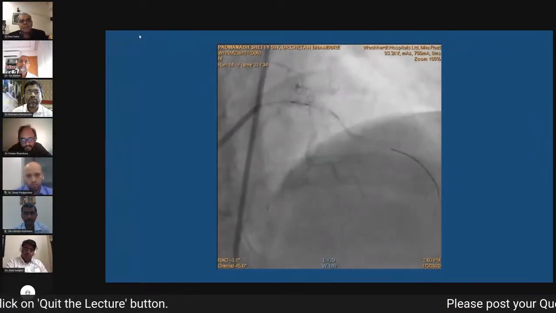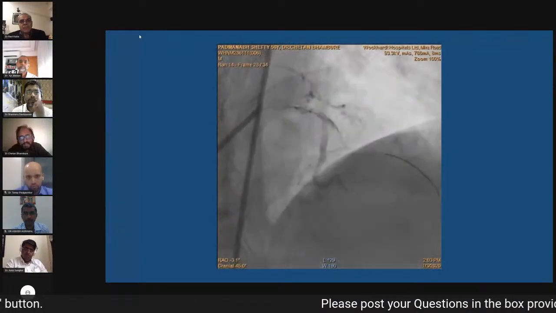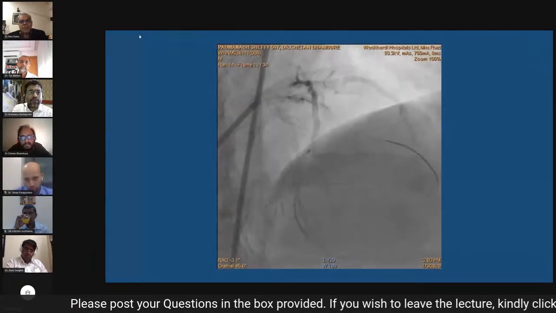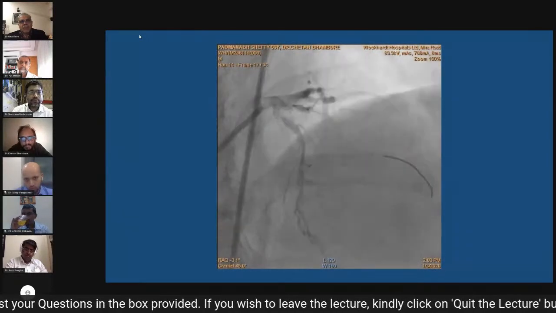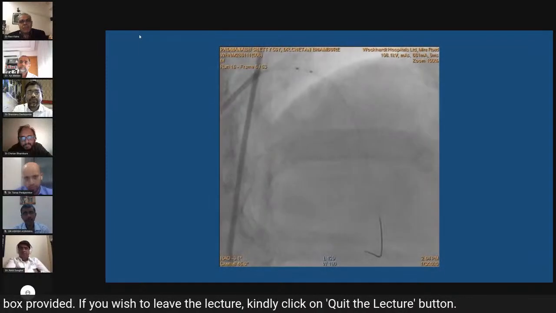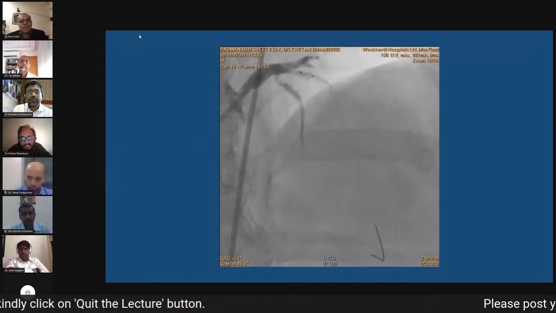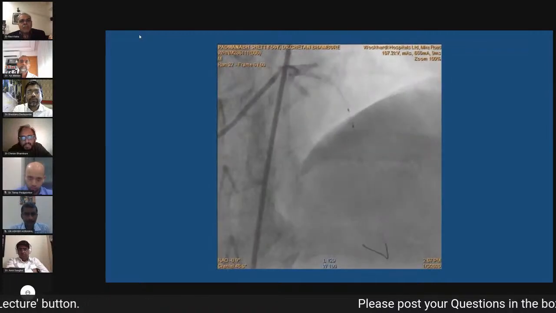The wire crossed after a long time with great difficulty. It went into probably a diagonal, so I pre-dilated the lesion. Here the wire looks like it has crossed into the proper LAD.